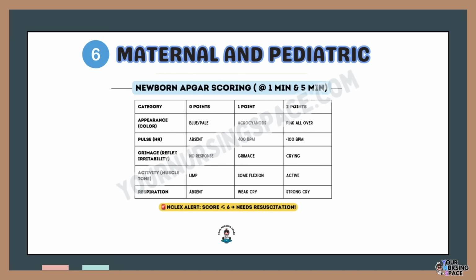The APGAR score is assessed at 1 and 5 minutes after birth. It evaluates appearance, pulse, grimace, activity, and respiration.